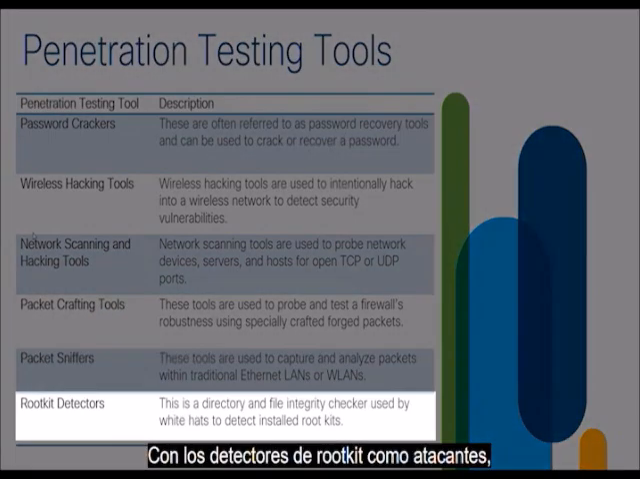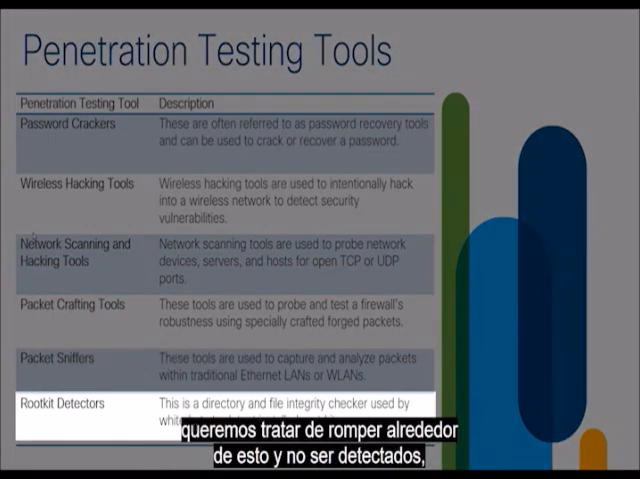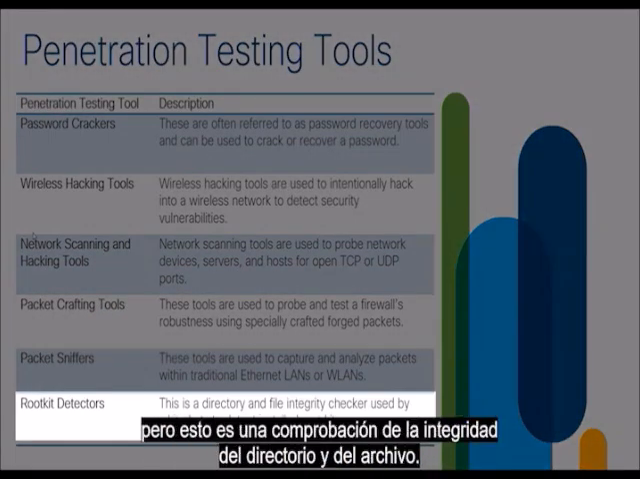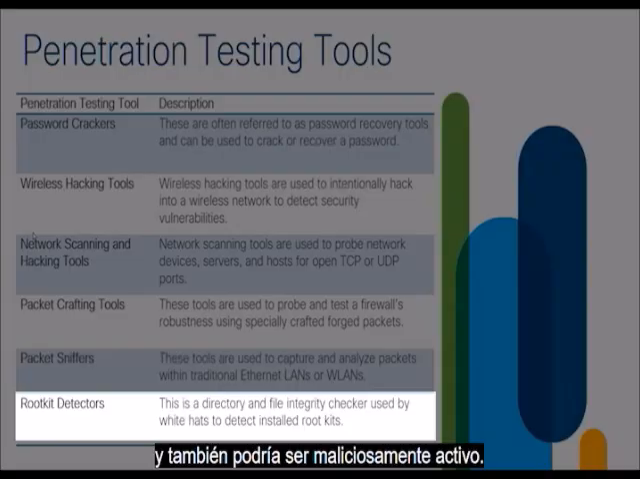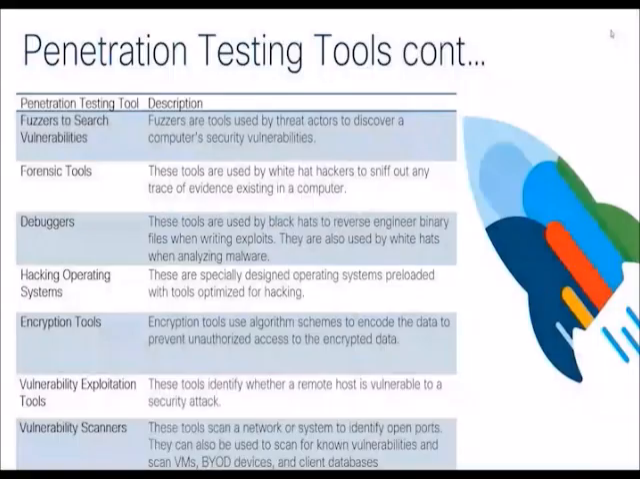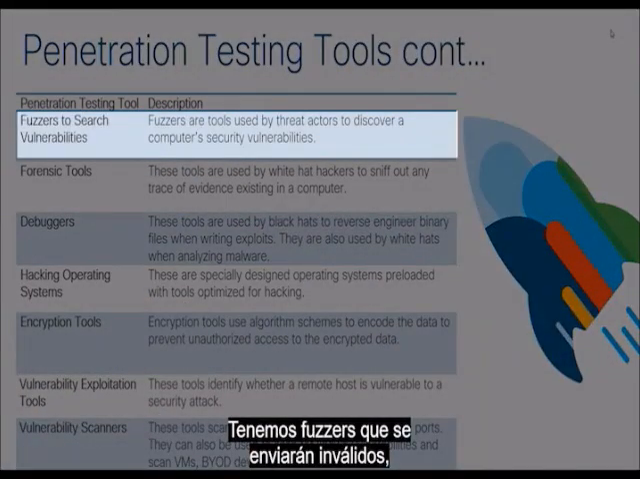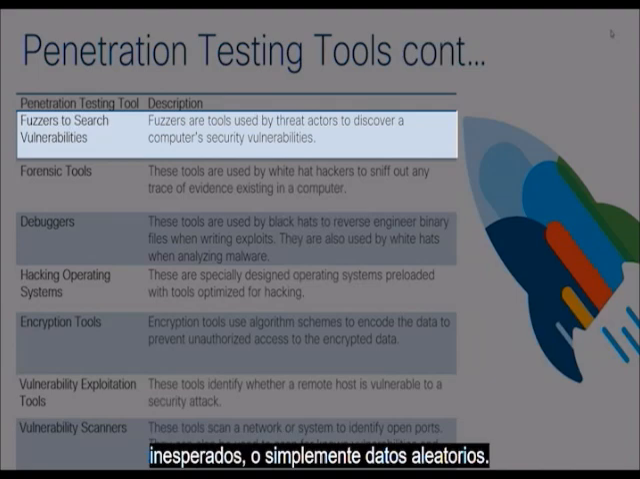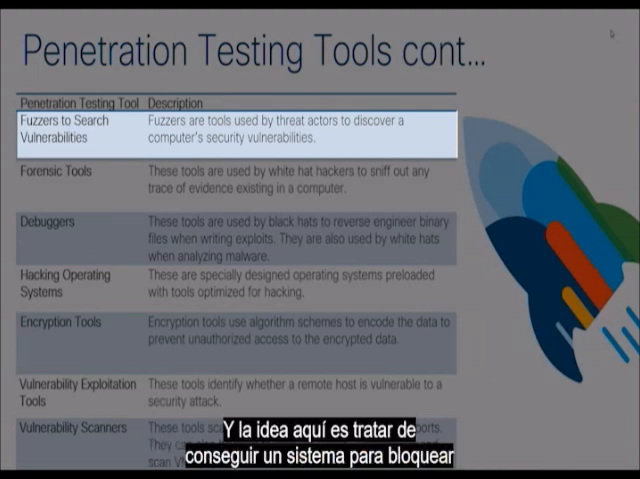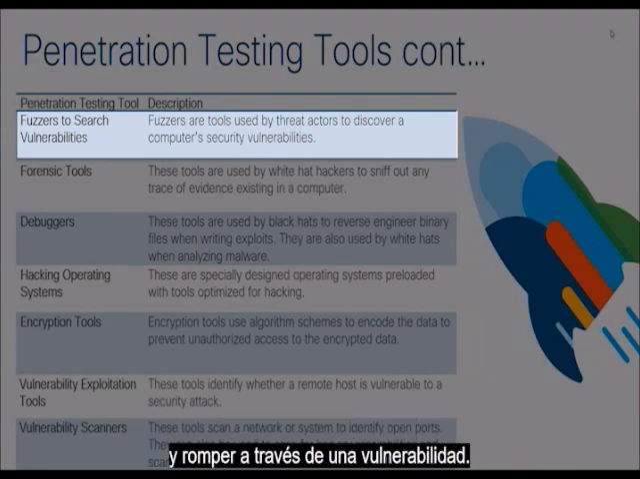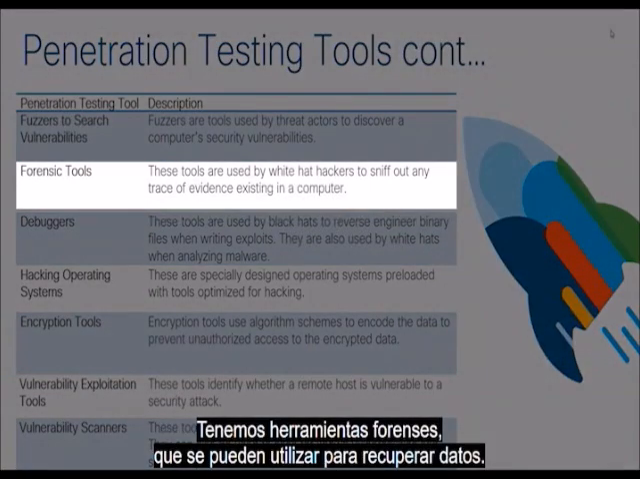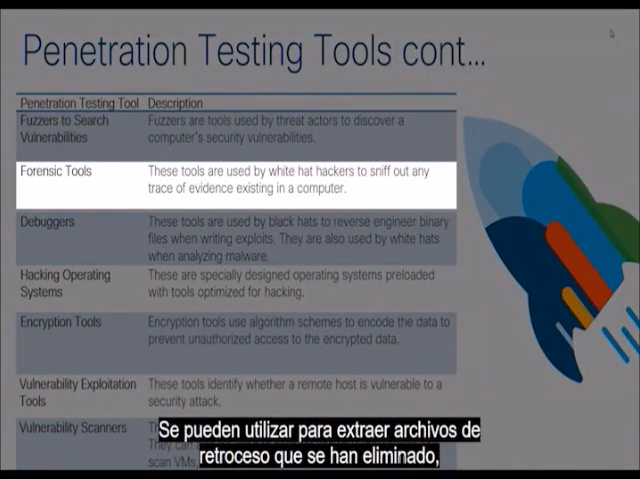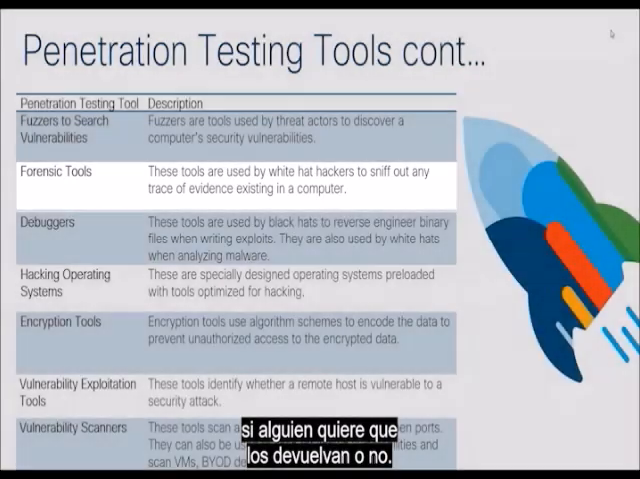With rootkit detectors, as a threat actor, we'd want to try to break around this and not be detected, but this is a directory and file integrity check. It looks for things that have been maliciously modified and also can be maliciously active. We have fuzzers that are going to be submitting invalid, unexpected, or just random data. And the idea here is to try to get a system to crash and break through a vulnerability. We have forensics tools which can be used to recover data. They can be used to pull back files that have been deleted, whether somebody wants them pulled back or not.